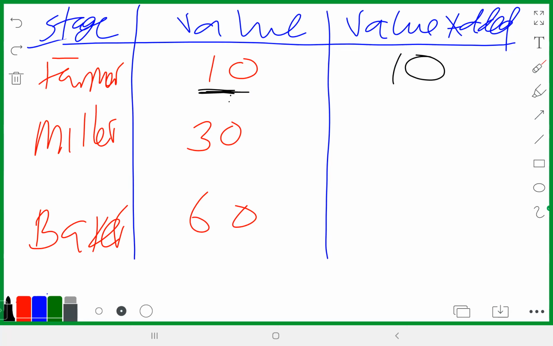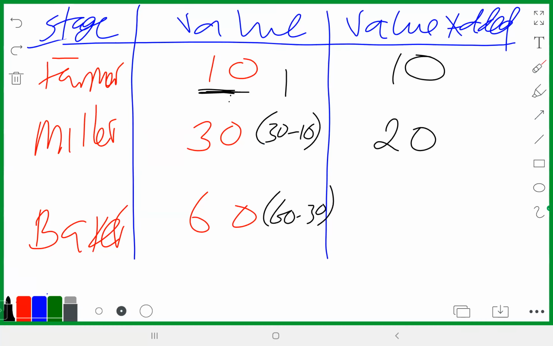Then the second stage, it will be 30 minus 10, which is the previous stage. This will give us 20. The third stage will be 60 minus 30. It will give us another 30. So the total value added will be 60.